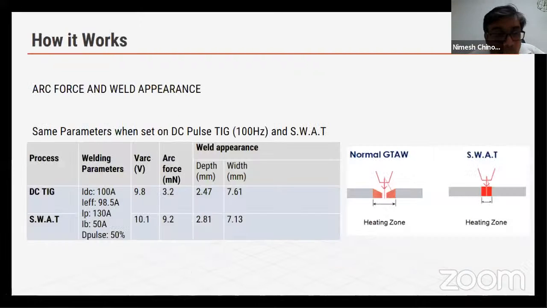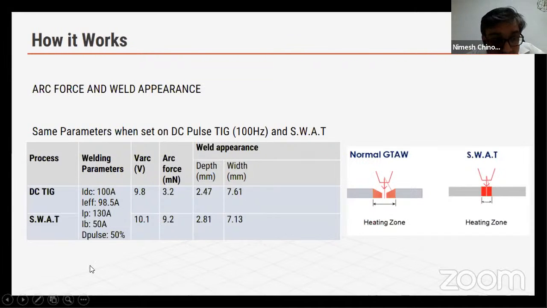How deep, or what does it do? If you look at a normal DC TIG, consider 100 amps, peak current 130, base current 50, effective current of about 100 amps, and pulsing of about 50% in peak, 50% in base. If you were doing this pulse TIG welding, your arc voltage would be about 9.8 volts. Arc force on the job would be about 3.2 millinewton, which would give you a weld bead appearance of about 2.47 depth and width of about 7.61 millimeters. This would be your bead appearance.